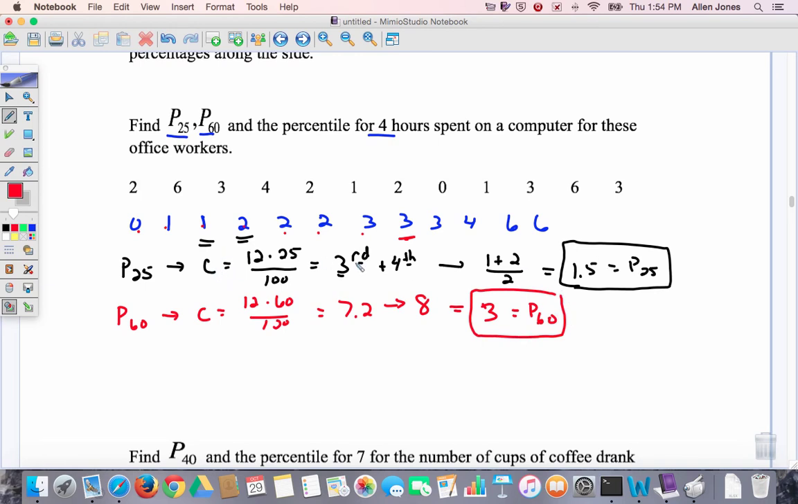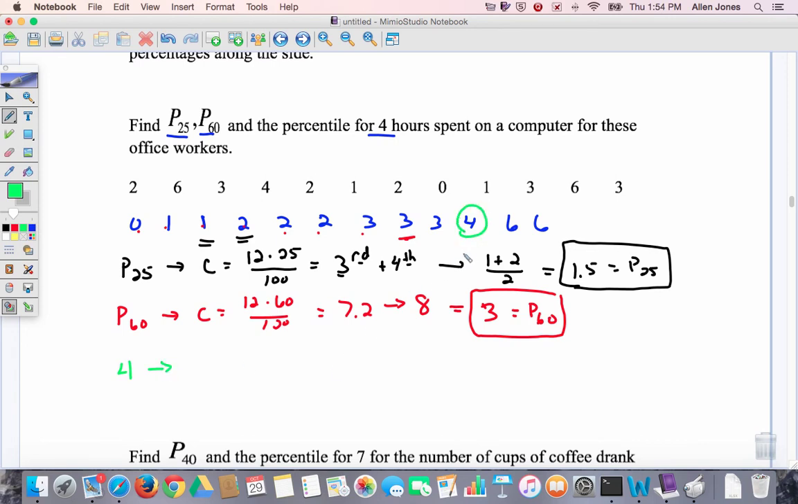Again, simply noting with our C value, we go 2 different directions. If we have a whole number, go to the number in that position and the next one up. If we have a decimal value, we always round up, whether it's 7.2 or 7.9, round up to 8. The number in that position is 3. There's our 60th percentile. And our last one here, completely different process.